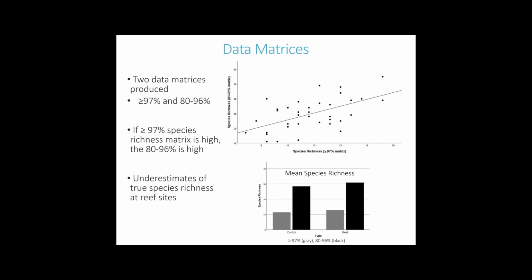So you can see on average, for the control on the bottom left there, we got about 11 species on average across all the reefs of the control sites, and probably 12 or 13 at the reefs. When we look at the 80 to 96%, we're upwards of almost 30 and over 30 individuals. So our estimates of species richness at these reefs are truly underestimates of the true species richness at these sites, simply because of an incomplete reference database.